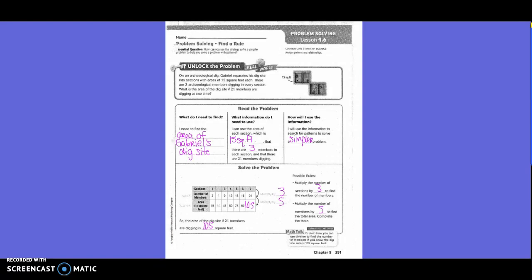So to solve the problem, they gave us this chart, and it was already set up. They broke it into the number of sections, the number of members, and then the area in square feet. They said to get from each number of members to the next for each section, you were adding by 3. And to get to the next area for each section, they were adding by 15. Now, to get from the sections to the number of members, you multiply by 3. And then to get from the number of members to the area, you multiply by 5.